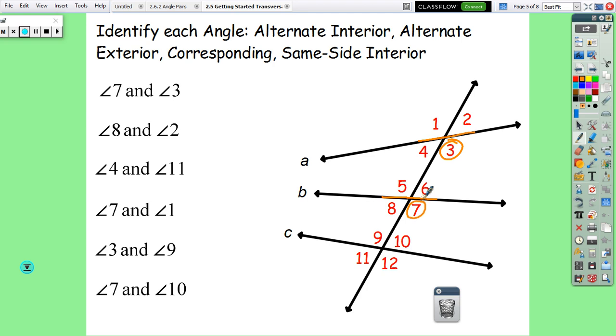They're also not exterior because they're not both on the outside, and they can't be alternate because they're not on opposite sides of the transversal. They can't be same side interior because this one's not on the inside of that line. So they would have to be corresponding. So if you think about taking this set of angles and moving them down on top of this set of angles, 3 would match up with 7. So these are corresponding.